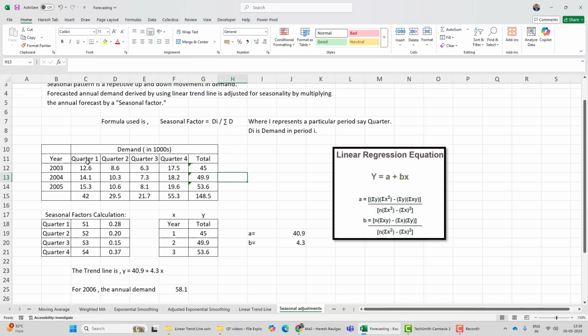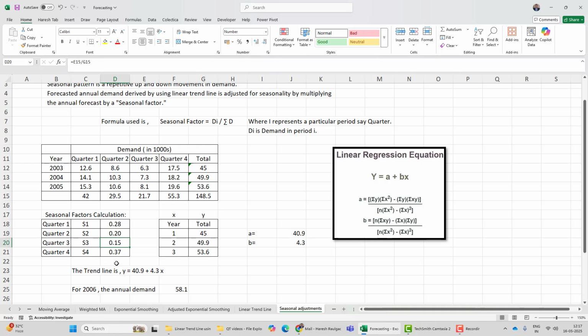If you look at this table, we find the total for quarter 1, quarter 2, quarter 3, and quarter 4. The quarter 1 total divided by the entire grand total gives the seasonal factor. So these seasonal factors calculated here are nothing but quarter 1 total upon the grand total, quarter 3 total upon the grand total, and so on. You will find these 4 seasonal factors.